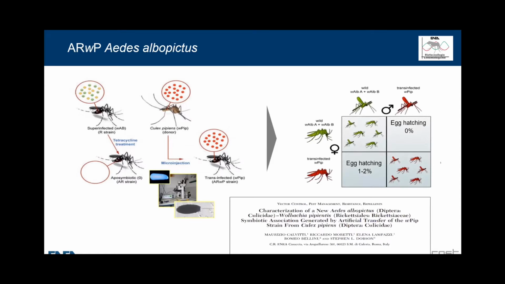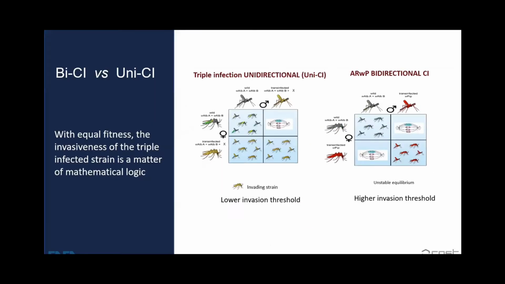Generating a bidirectional pattern of cytoplasmic incompatibility. In fact, when we are dealing with cytoplasmic incompatibility, we cannot generalize. Cytoplasmic incompatibility may be unidirectional or bidirectional, depending on the bacterial cytotype that coexists in a population. In case of a unidirectional CI, we have just one level of sterility.